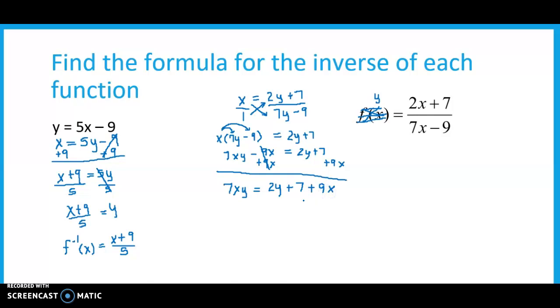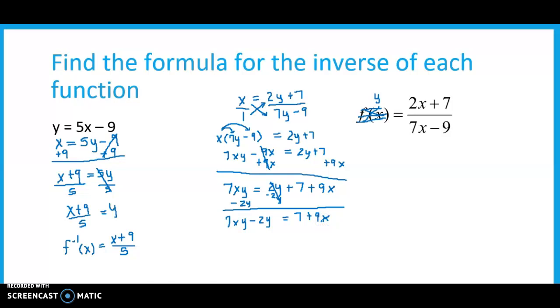All right. Now I want to take this 2y and move it over so that it is on the same side as my other y term. So I will subtract 2y from both sides. Here they cancel, true inverses. Over here they are not like terms, so I have 7xy minus 2y is equal to 7 plus 9x.